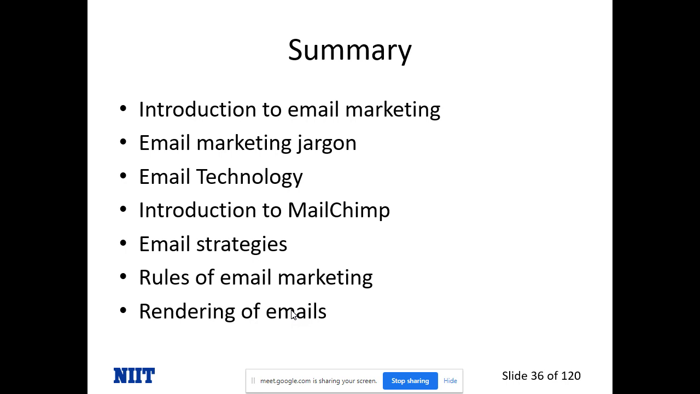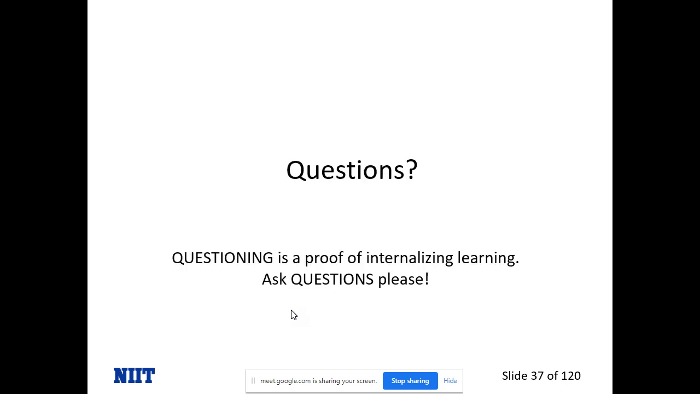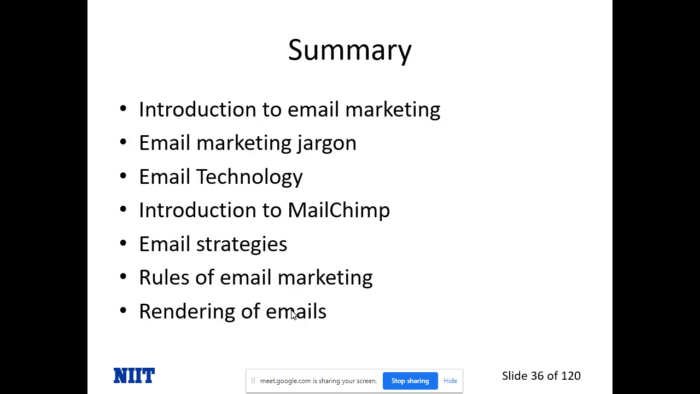Okay, the summary is introduction to email marketing jargon. We didn't take a look at this, but email technology, we saw that we're having many things. Drip was there, MailChimp was there, so we used MailChimp. Strategies of emails, we saw rules of email marketing and rendering of emails. Rendering of emails के बारे में मैं एक ही चीज़ आपको बताऊंगा, जितना आप email marketing करोगे उतना आप rendering को अच्छे से समझोगे, क्योंकि आप different devices से access करोगे and you'll come to know what works on what device, right?